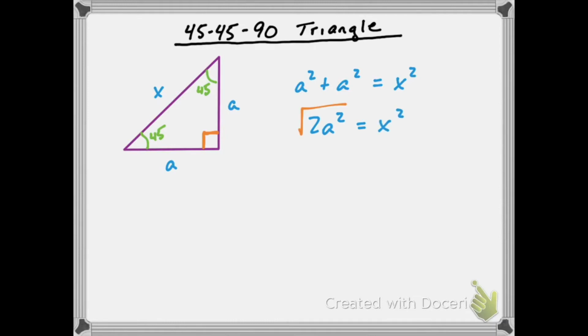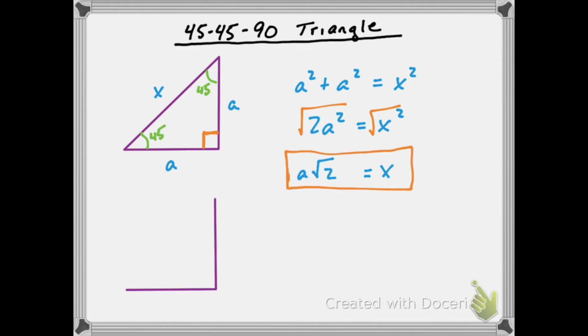Simplifying, 2a squared is equal to x squared, but then we can root both sides, and we can solve for x. This means x is equal to a times the square root of 2. So given any 45, 45, 90 triangle, we know the relationship between the three sides. We know the two legs have to have the same length, and we know the hypotenuse has to be the square root of 2 times larger.